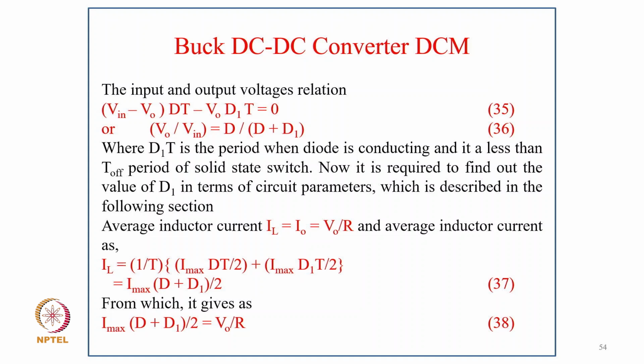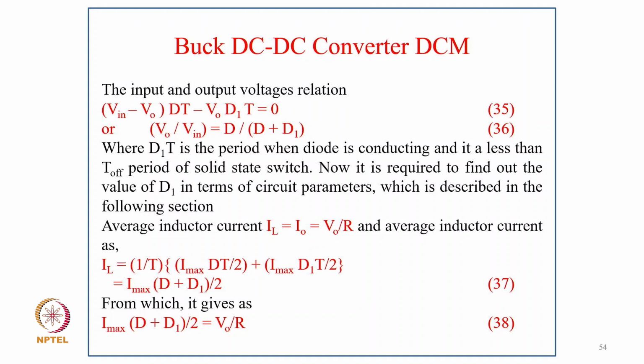So you can write (Vin minus Vo) into DT equal to Vo into D1 T, or Vo upon Vin equal to D upon (D plus D1), where D1 is always less than 1 minus D. So you can understand this value increases more than in continuous conduction mode. Here D1 T is the period when the diode is conducting, and it is less than the Toff period of the solid state switch.